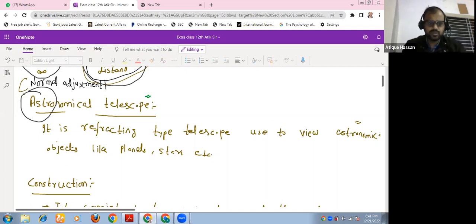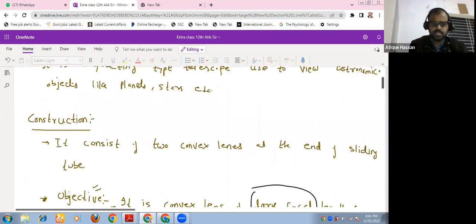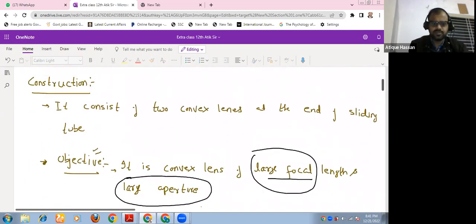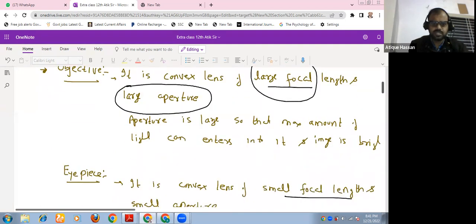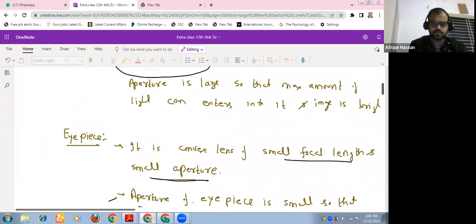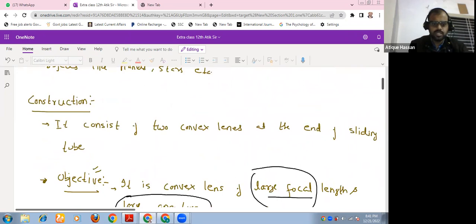So that is why the name is given an astronomical telescope, and it is mostly used to see celestial objects. So if you see the construction part, there is a difference of construction. Basically, it consists of two convex lenses at the end of a slide.